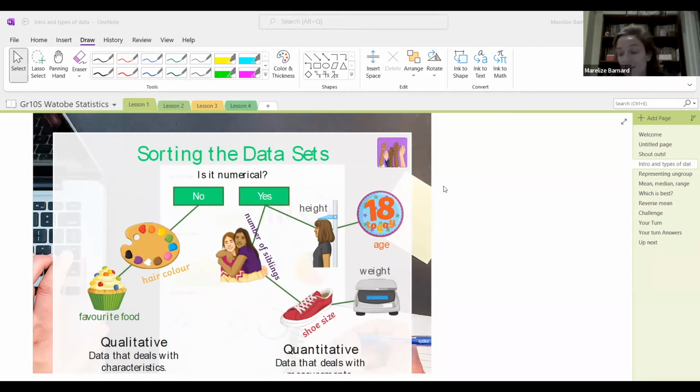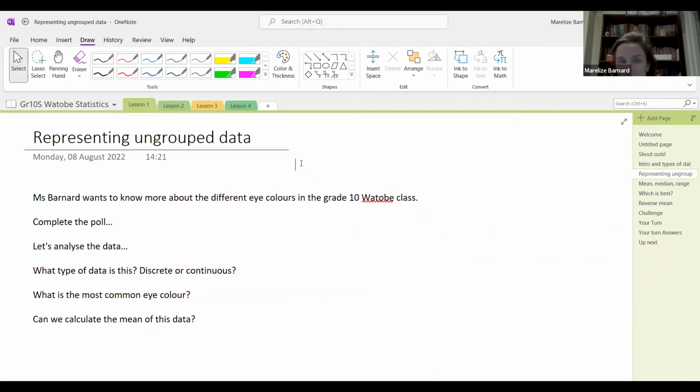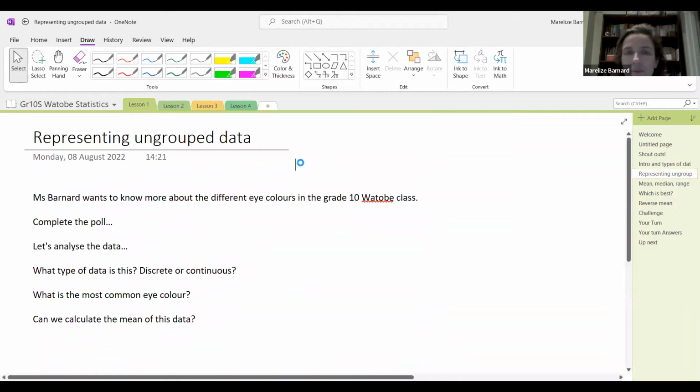Okay, so now we're going to run a little experiment. This is because I want to know more about the different eye colors in the grade 10 class. So Ms. Coco is going to launch our poll, and I want you to indicate on the poll your eye color, because no, not that one.